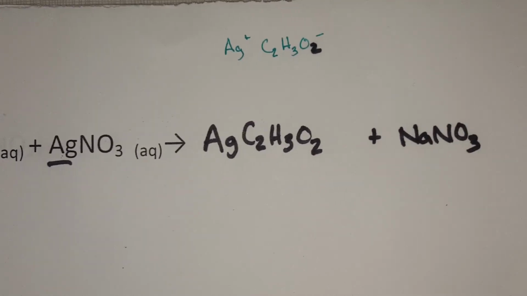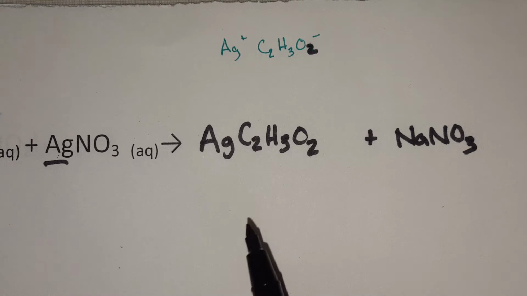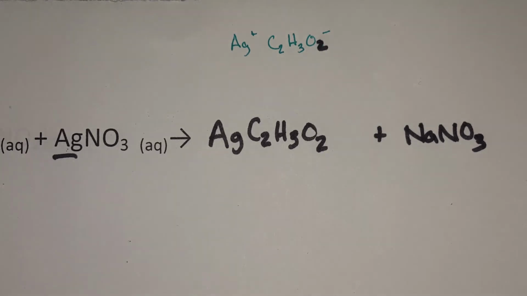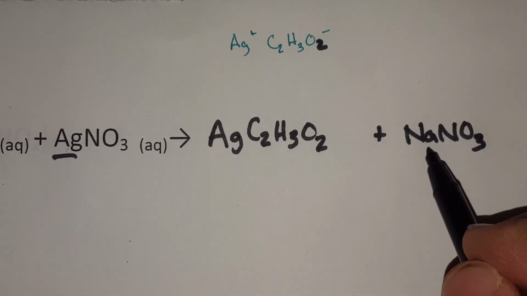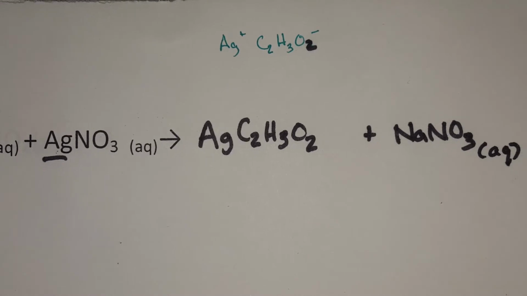So our first step is we predict our products. Our second step is we balance. And so I can see here I have one of everything, so I'm good. My third step will be to now add states. We know that anything with group 1 will be aqueous, or anything with nitrate will be aqueous. So we can easily determine the state of this product.